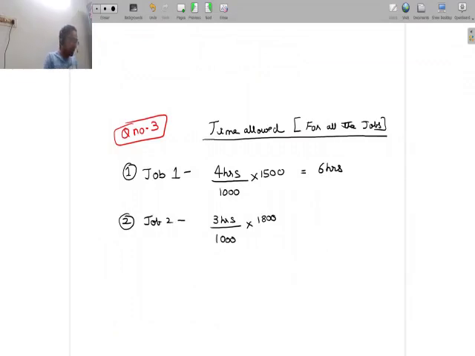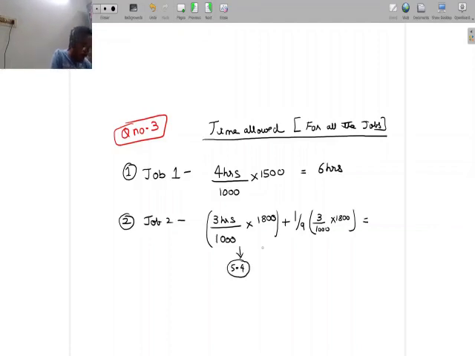That means this is normal time allowed, but in addition to this, they are saying that 1/9 of this entire thing, 1/9 of this 3 by 1,000 into 1,800, will be allowed because some machine downtime was there. Anyway, let's calculate that. So 1,800 divided by 1,000 into 3 works out to 5.4 hours, and 1/9 of 5.4 hours is 0.6 hours. So 5.4 plus 0.6, we again get 6 hours for job 2.